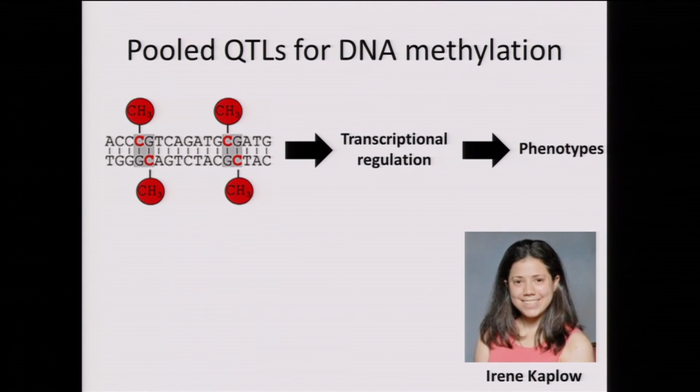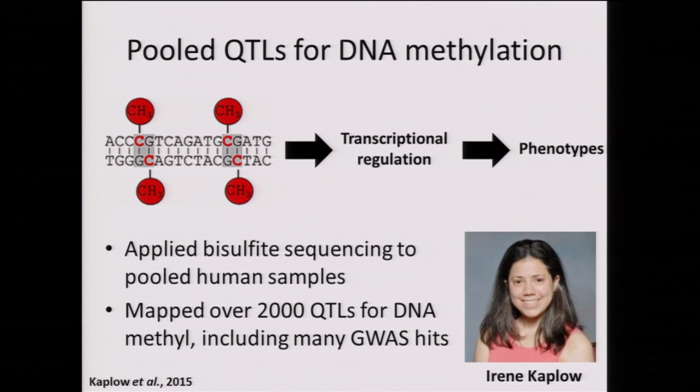So to give you one example of this, Irene Kaplow, who's a graduate student and also a SEG fellow, has applied a similar type of approach to DNA methylation. DNA methylation is another epigenetic mark that can affect transcriptional regulation. And so she applied bisulfite sequencing to pooled human samples and was able to map over 2,000 QTLs affecting DNA methylation, once again, including a number of these GWAS hits.